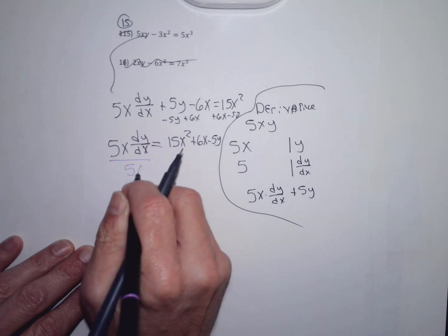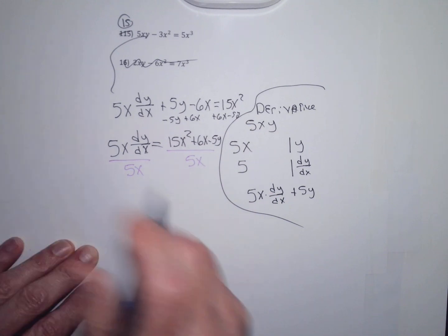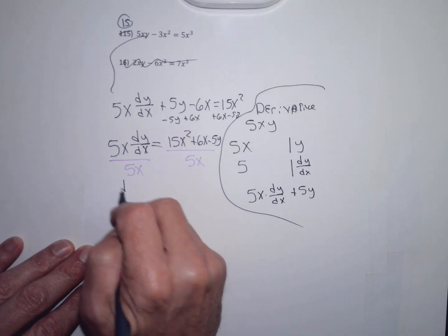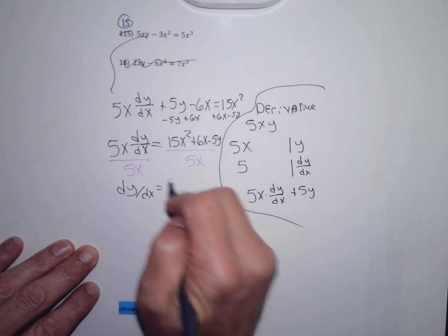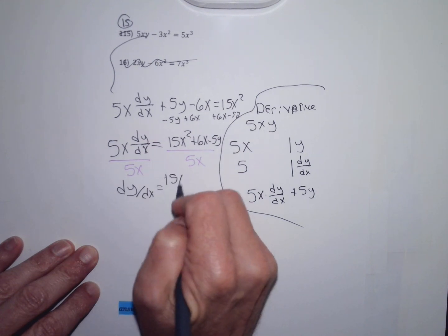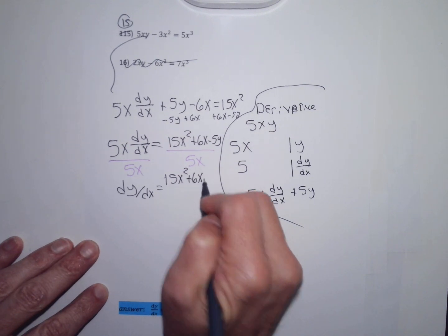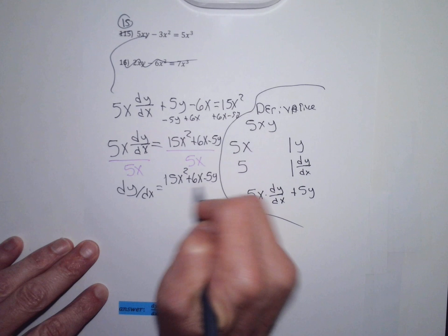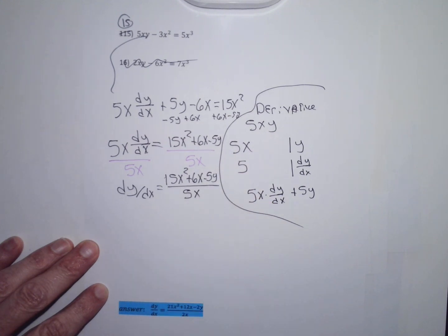If I small fraction divide, I can do some reducing. So one proper answer for number 15 would be dy dx equals 15x squared plus 6x minus 5y, and that numerator doesn't factor. There's no common factor I could factor out. That would be a correct answer.